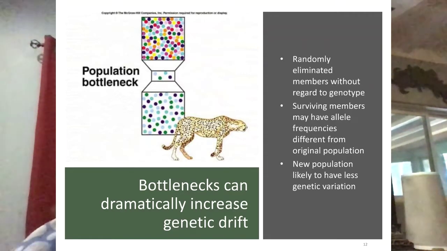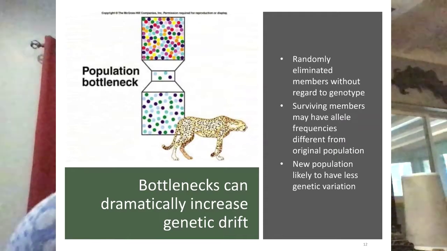So a bottleneck is that suddenly the population gets dramatically reduced by something out of your control. It could be an earthquake, a flood, a drought, disease. So what this picture is depicting, it looks like two bottles kind of attached to one another. At the top is the original gene pool. Okay, and you can see the variability in the alleles based on the different colors. Okay, and so in the skinny portion is where something happened.